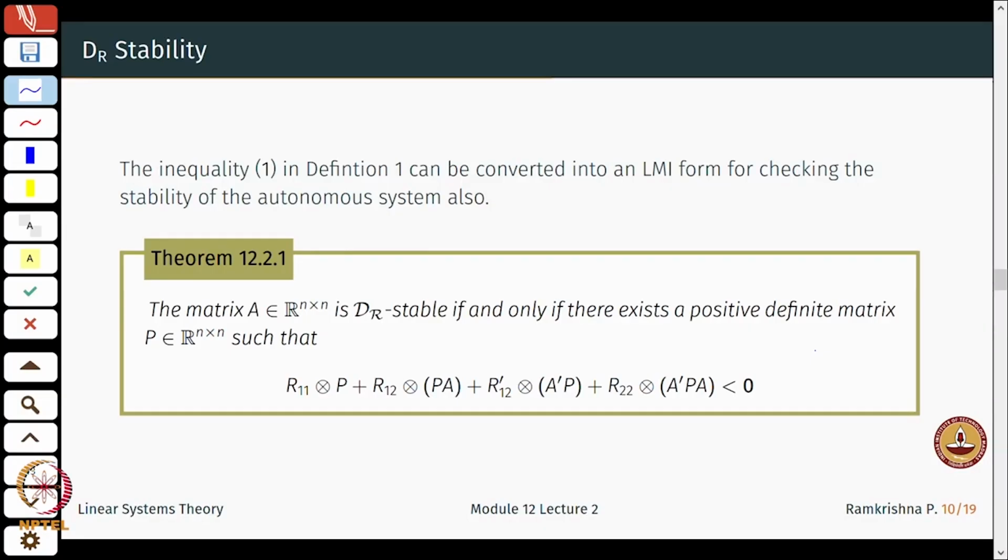So what is the LMI here? Given a matrix and a certain DR region, how do I check if the system represented by an A matrix is DR stable or not? One result, from a reference mentioned towards the end of the slides, is that a matrix A is DR stable, with these regions defined by the choice of matrices R11, R12 and R22, if and only if there exists a positive definite, also symmetric, matrix P such that a relation like this holds, and this is usually the Kronecker product.